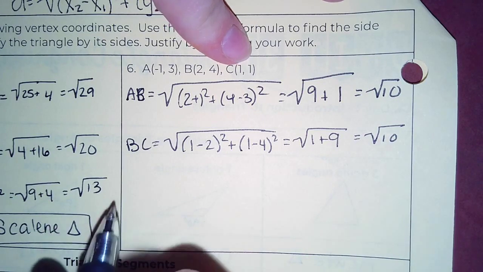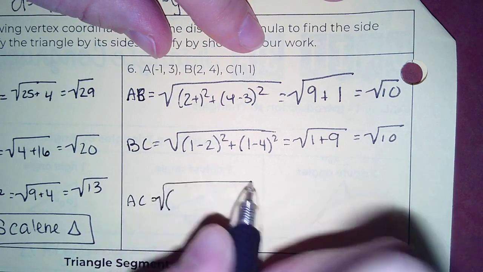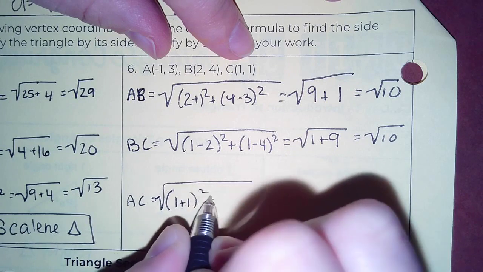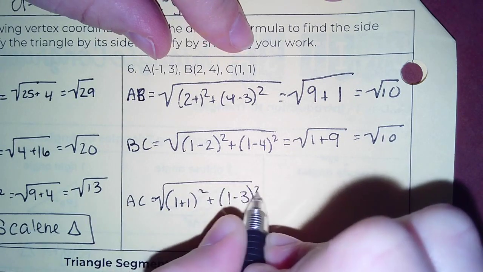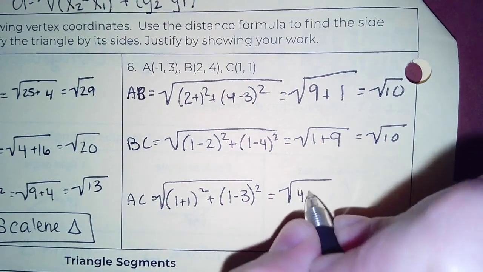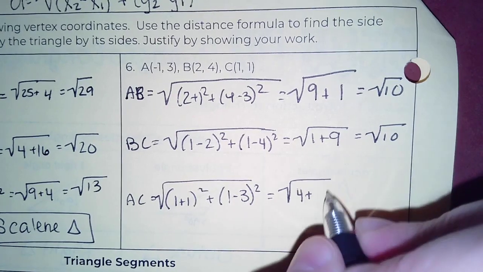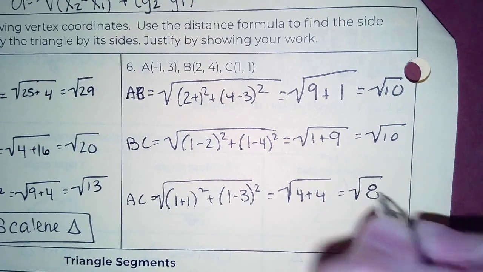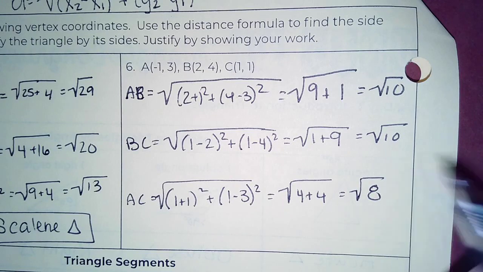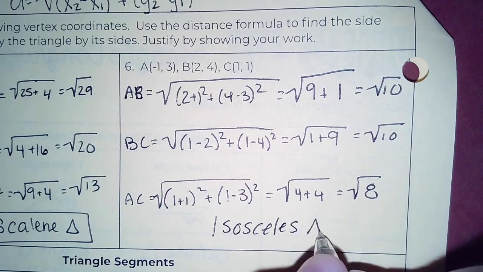Now for AC. I've got the square root of 1 plus 1 squared plus 1 minus 3 squared. 1 plus 1 is 2. 2 squared is 4 plus 1 minus 3 is negative 2. Negative 2 squared is still 4. So I have the square root of 8. So right now I have 2 of these sides being congruent. This makes this an isosceles triangle.